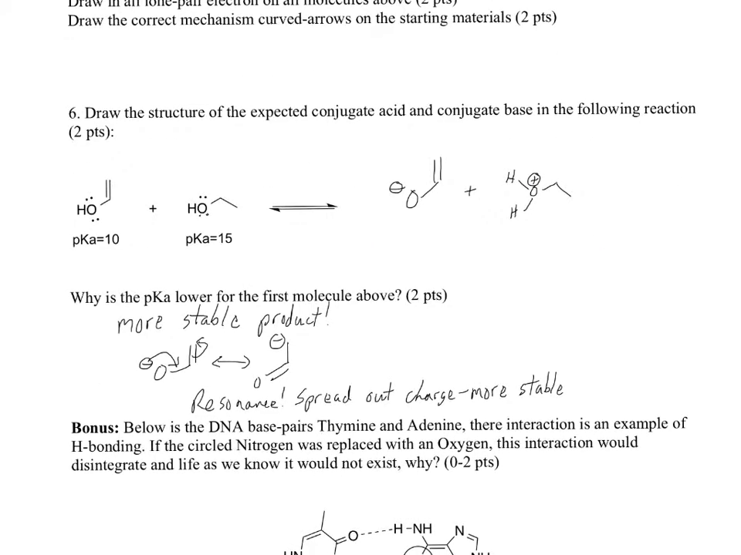Another question is why is the pKa lower for the first molecule? If you look at the product, it can do resonance, right? It can spread its charge out and put a negative charge spread out from the oxygen to the carbon. So it spreads its charge out more, makes for a more stable product.